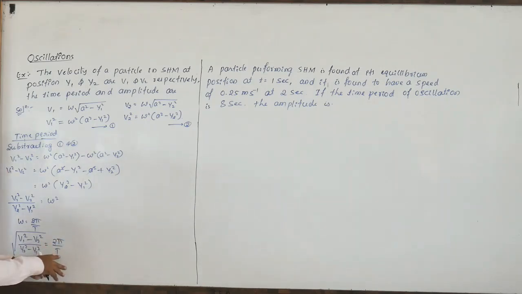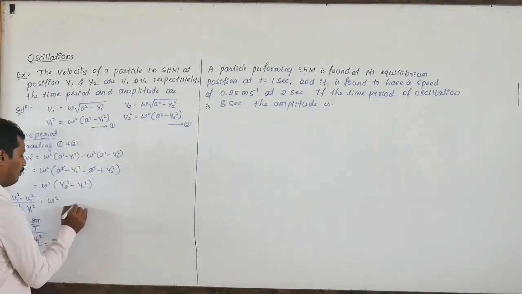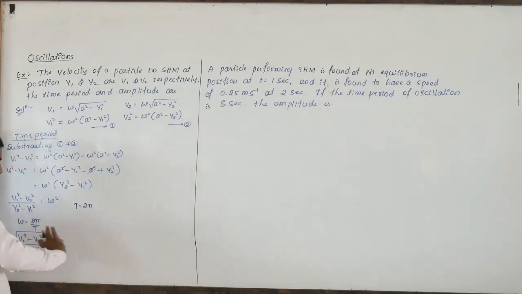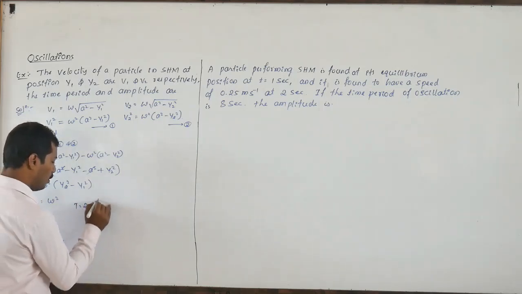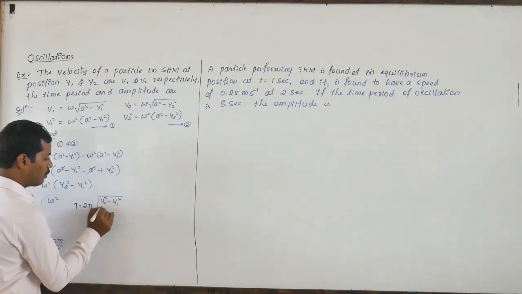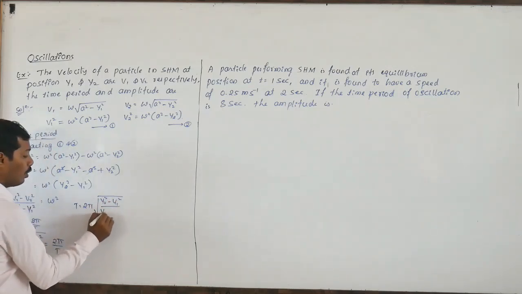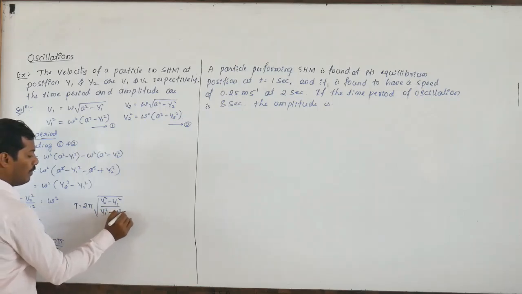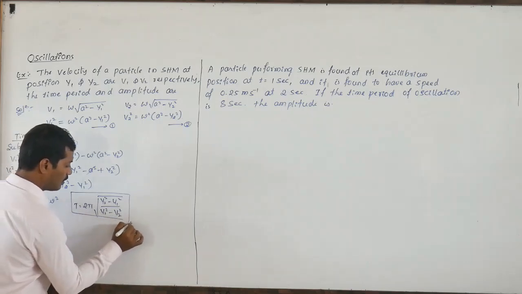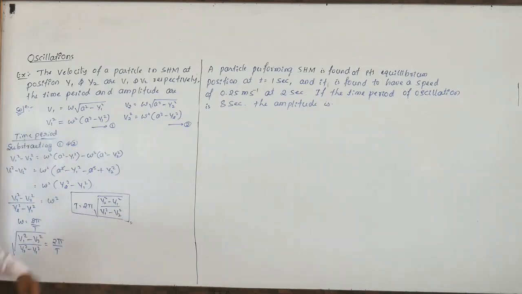Then you want the value of T, so T becomes the numerator of the LHS and this whole term becomes the denominator of the RHS. Then the time period T is equal to 2 pi, which is the same here, and the rest becomes the reciprocal: root of y2 square minus y1 square divided by v1 square minus v2 square. This is the time period of the given equation.